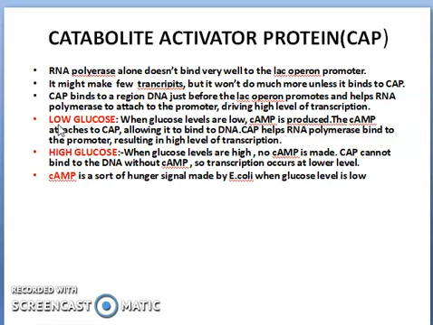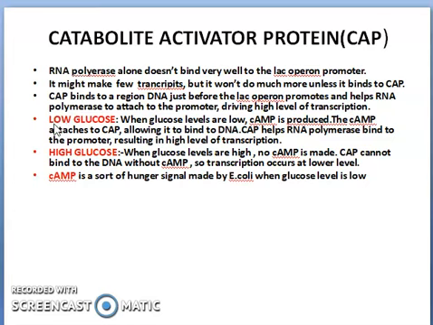Here in this point it has been written that RNA polymerase might make a few transcripts, but it won't do much more unless it binds to CAP. What happens when CAP is not present? If transcription takes place, it will not synthesize the total transcripts or the total genes needed for expression. But when CAP binds to the promoter region, then transcription will be in a proper way, because it will help the RNA polymerase bind properly to the promoter region.